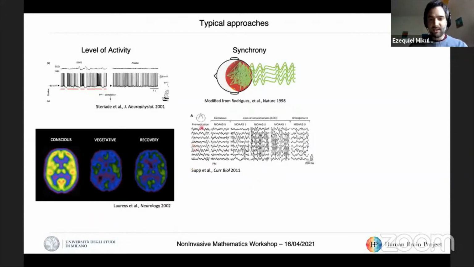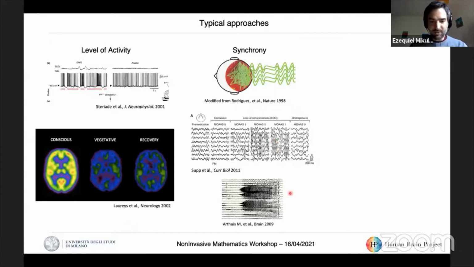Here you can see data from anesthesia. You can see before the medication, and during the loss of consciousness, the highest state of unconsciousness in this anesthesia session, you have high synchrony, but the subject was completely unaware. And again, you have here an epileptic seizure with hypersynchrony, and the subject was again unaware.